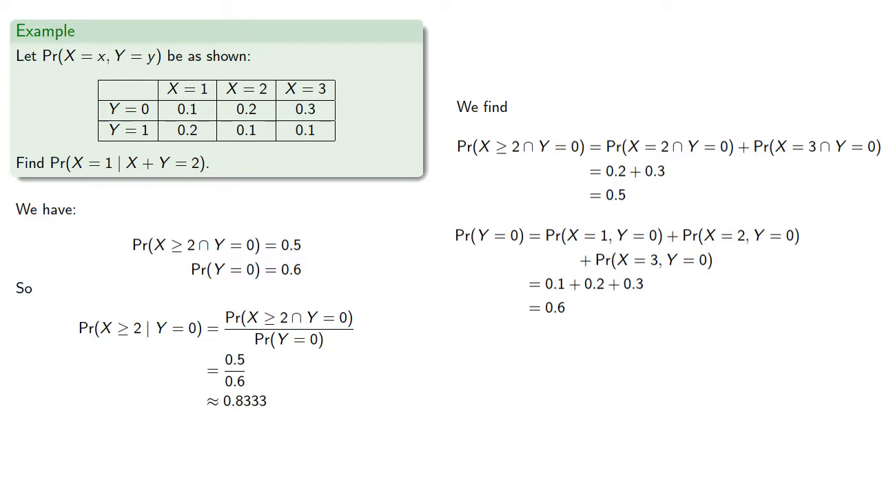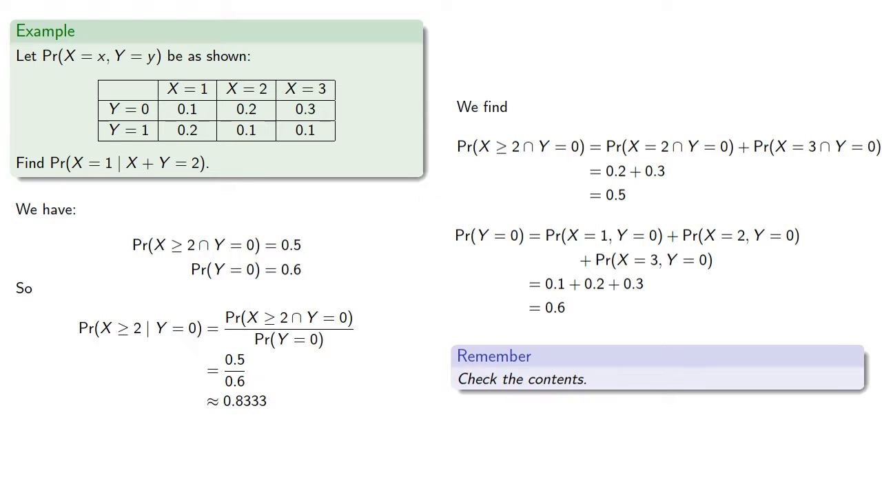Now, it's useful to check the contents. And remember, every time you find a conditional probability, the compound probability, that's the numerator, should be one of the components that make up the unconditional probability that forms the denominator. So if we look at our probability that y equals 0, we see that the compound probability is 2 of the components.